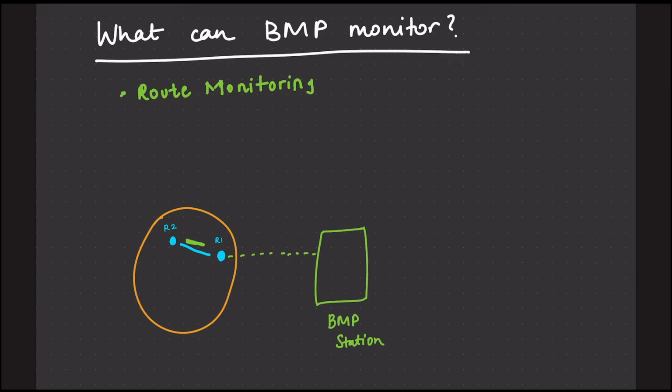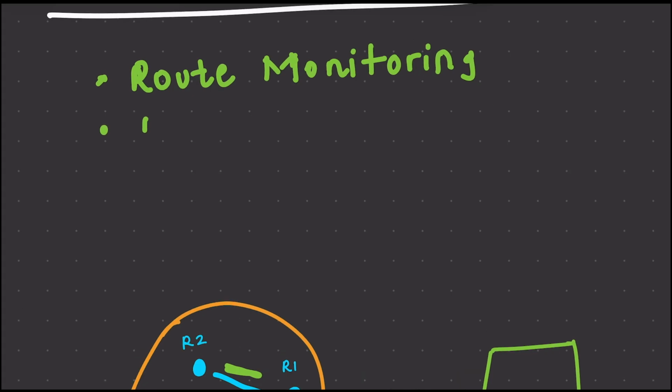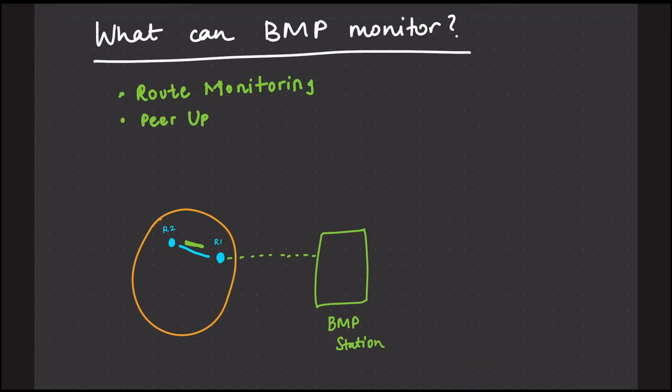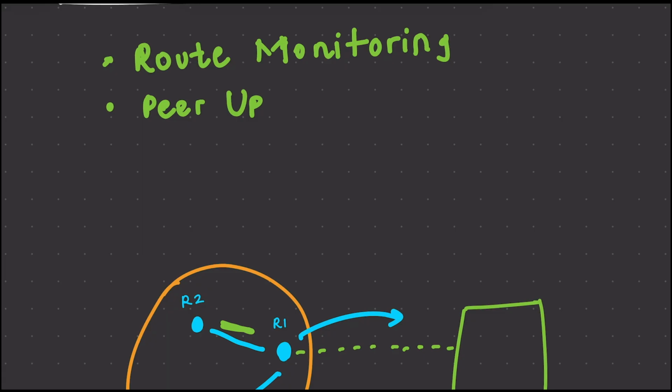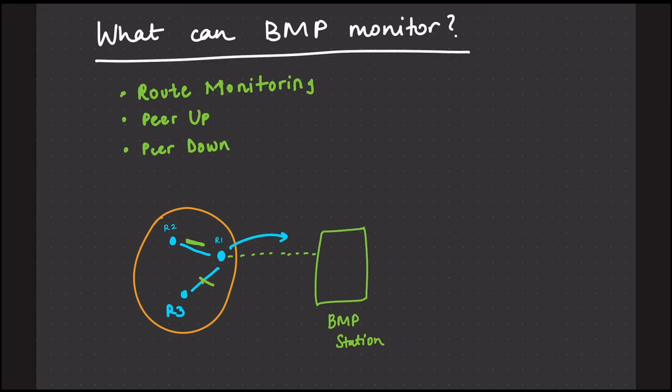The second type of message is a peer-up message. Let's say in this topology, a new router gets added, say R3, and it gets connected to R1. Then this connection is also announced through BMP to the BMP station, which is known as the peer up notification. Similarly, there's a peer down notification, which notifies whenever a peer goes down.